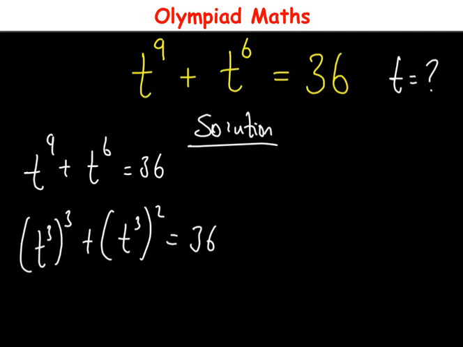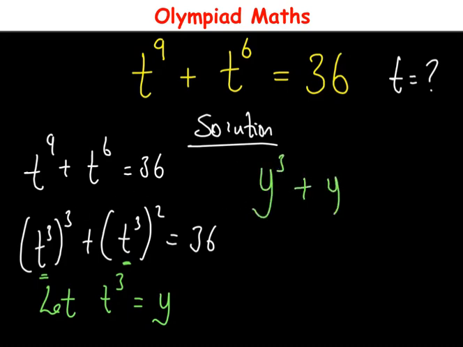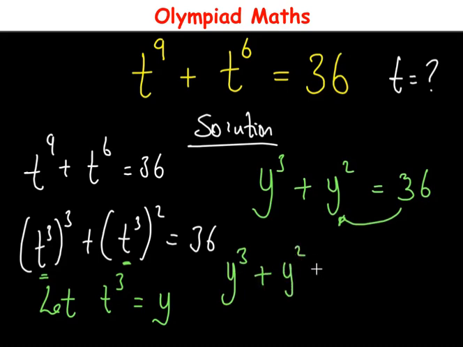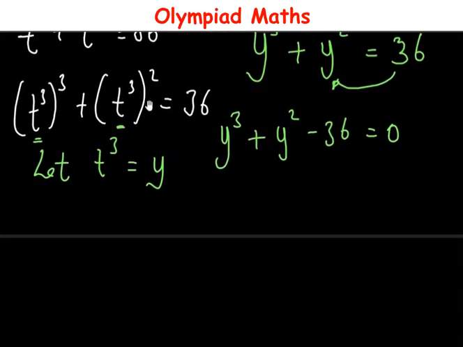So at this junction, we are going to say let t raised to the power 3 equal y, such that anywhere there is t to the power of 3, we bring in y. So this becomes y raised to the power 3 plus y raised to the power 2 is equal to 36. So from here, let us move 36 over to this side of the equation. This becomes y raised to the power 3 plus y raised to the power 2, then minus 36 is equal to 0. Okay, so from here, we are going to apply a trick, and the trick is this.